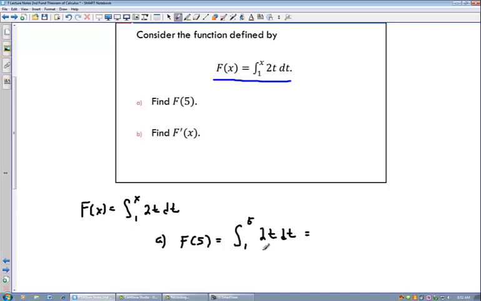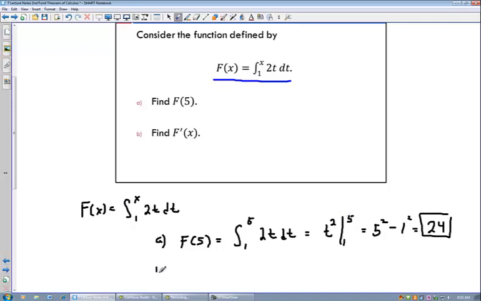And I really don't need a calculator to do this, because I can do this integral. The integral of 2t is just t squared from 1 to 5. So I just find the antiderivative of 2t, and then I plug in the upper limit, which is 5. So 5 squared minus, and plug in the lower limit, which is 1 squared, which is equal to 25 minus 1, which is equal to 24. So when you plug 5 into this new function, capital F of x, you get out 24.